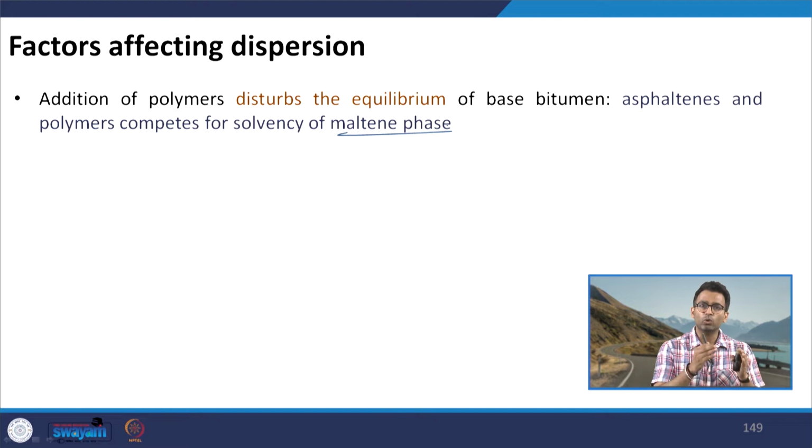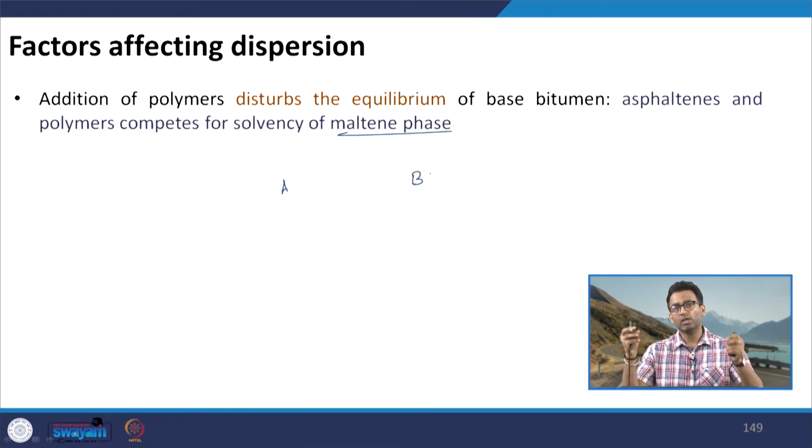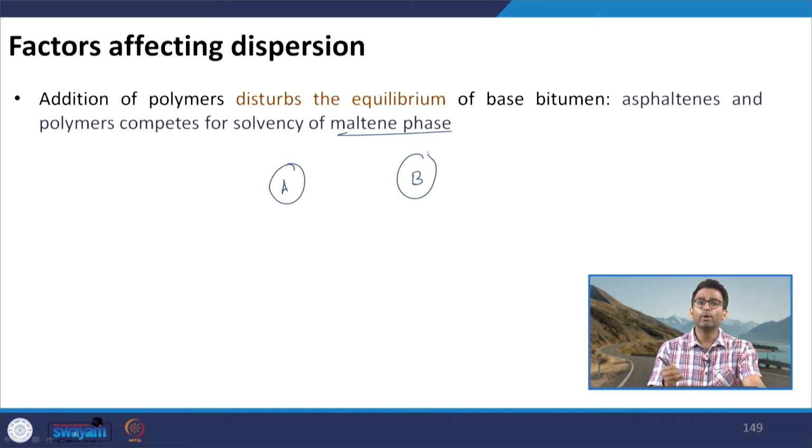Let us say we have two different bitumens, bitumen A and bitumen B. Now, this 3% polymer which we want to have can have different states of dispersion in both A and B, depending on the ratio of asphaltene to maltene fraction present in A and in B. So, depending on the chemistry of the base bitumen, the dispersion characteristics will change significantly in fact.